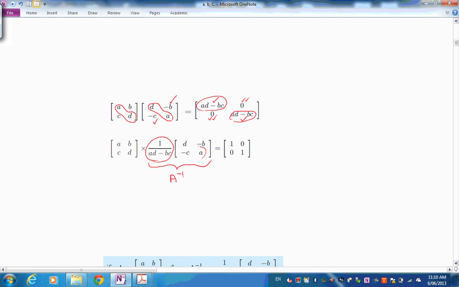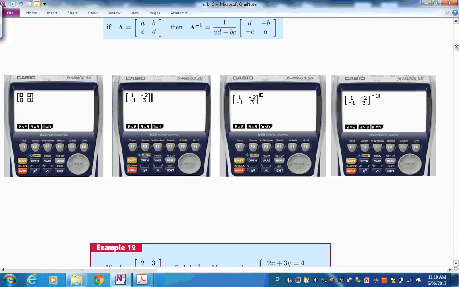Alright, interchange these two, change the sign of those, and if we divide by AD take BC, we will convert these to ones here. Convert them to ones, not negative 1 there. Convert it to a 1, and that will create I. So then when we multiply A by this, we will create the 1, 0, 0, 1. We have to reduce the size of it so that we get ones in those positions. Do you get it? Let's come down and look at the definition now.